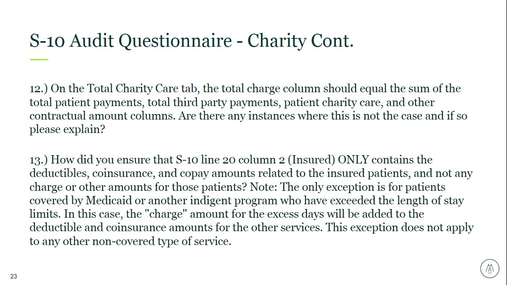On the Total Charity Care tab, the total charge column should equal the sum of the total patient payments, total third-party payments, patient charity care, and other contractual amounts columns. Are there any instances where this is not the case, and if so, please explain.